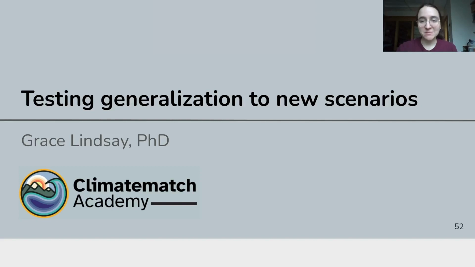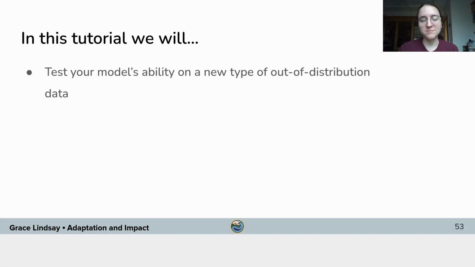Okay, now it's time to test your model on one more type of generalization performance. So we're going to do another type of out-of-distribution generalization test in this tutorial, and it's going to be even more difficult than the spatial generalization test.